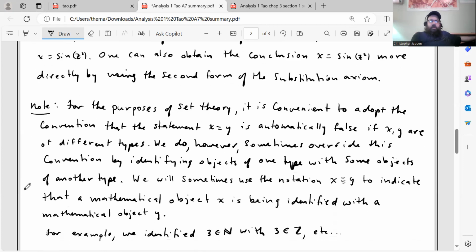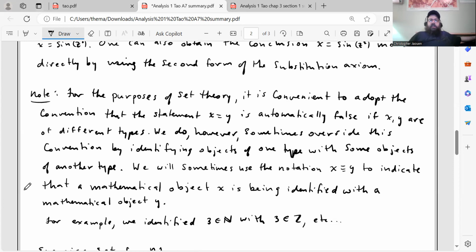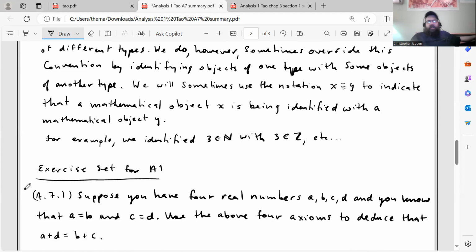Okay, just a note here. For the purposes of set theory, it is convenient to adopt the convention that the statement x equals y is automatically false if x and y are of different types. We do, however, sometimes override this convention by identifying objects of one type with some object of another type. We will sometimes use the notation x with a triple equal sign to y to indicate that a mathematical object x is being identified with a mathematical object y. For example, we've already done this in chapter 2. For example, we identified the natural number 3 with the integer 3, and so on. So we'll be doing things like that.